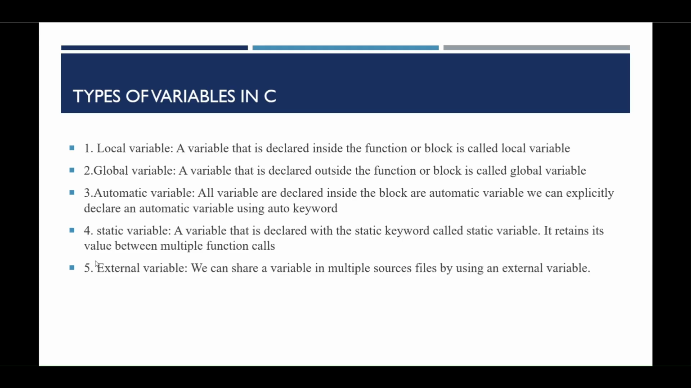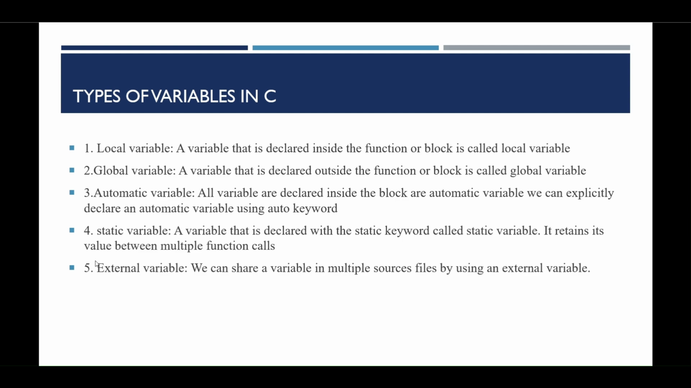There are 5 types of variables: local variable, global variable, automatic variable, static variable, external variable. A variable that is declared inside the function or block is called a local variable. A variable that is declared outside the function or block is called a global variable. All variables declared inside the block are automatic variables.